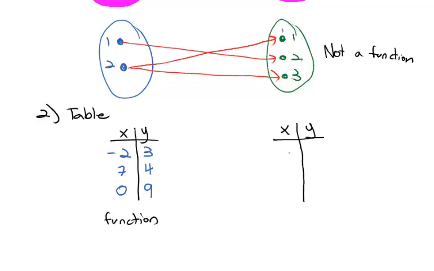Now contrast that with this table, where I say maybe 7 maps to 0 and -4 maps to 3.5 and 7 maps to 2. Notice the problem here is 7. Let me highlight it instead of circle it. 7 is inputted twice, but it gave us 2 different answers. To be a function, you can only have one possible answer for an input. So this is not a function.